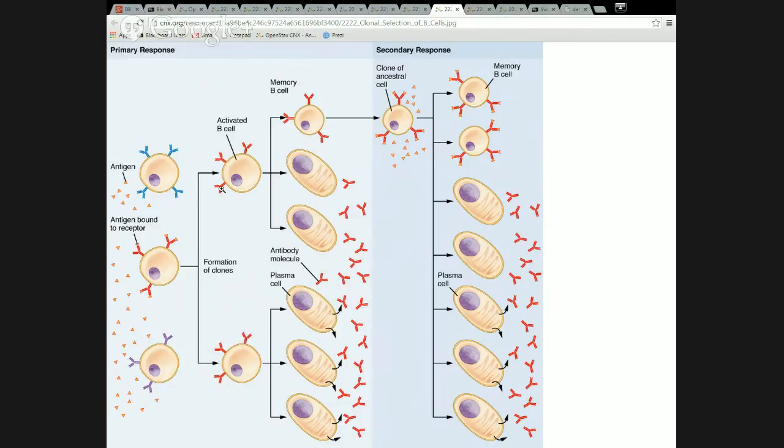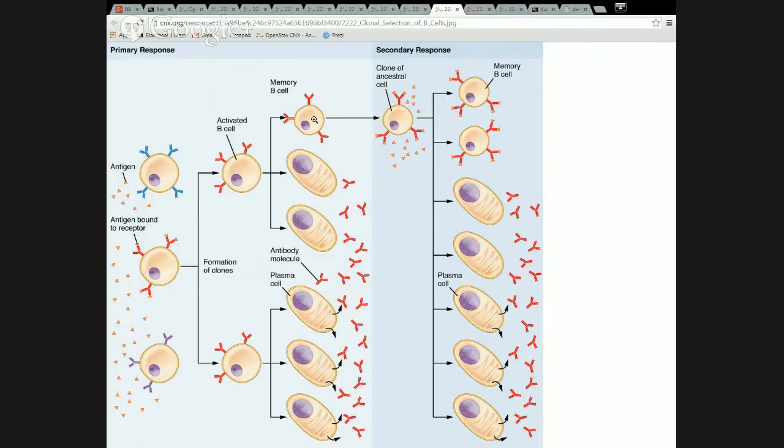So instead of antibodies on the surface of the newly activated, or I should say the naive B cell here, and the clonal copies of it, now the red antibodies are being secreted out of the cell into the plasma. And these are called plasma cells because that's what they do. They secrete antibodies into the plasma. So the initial activated naive B cell here divides and differentiates into plasma cells and memory B cells.